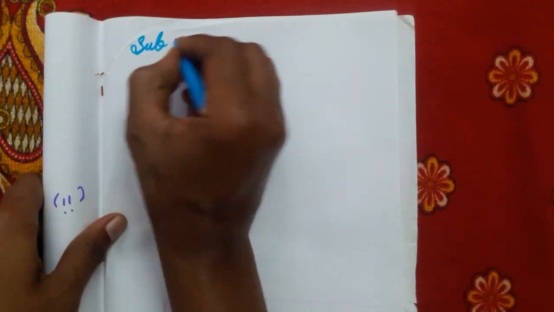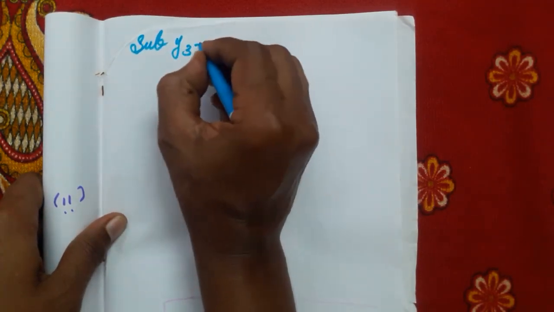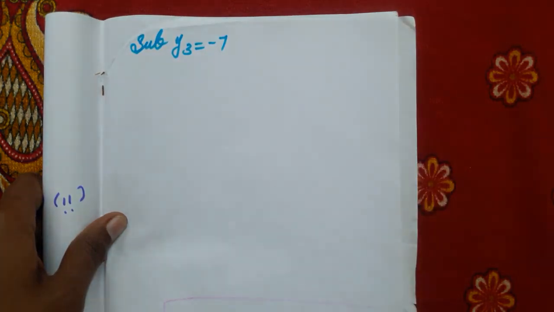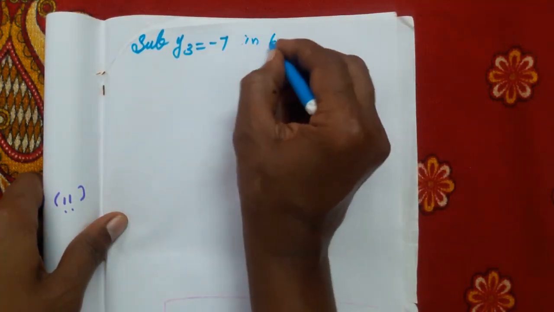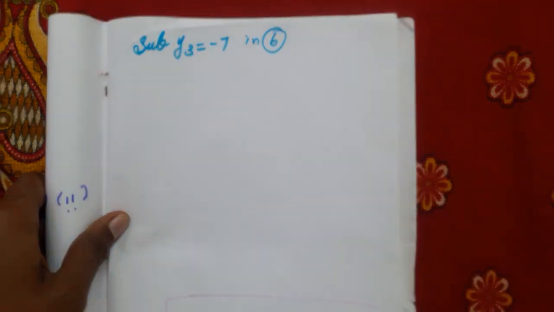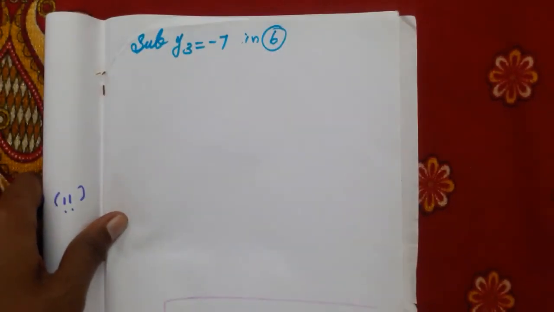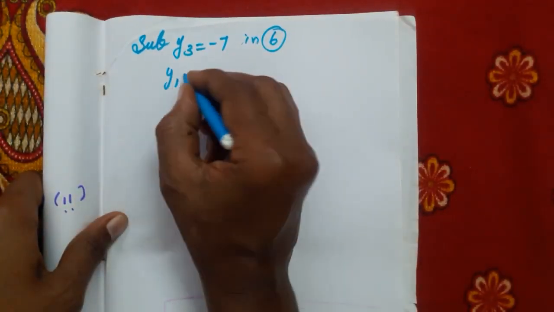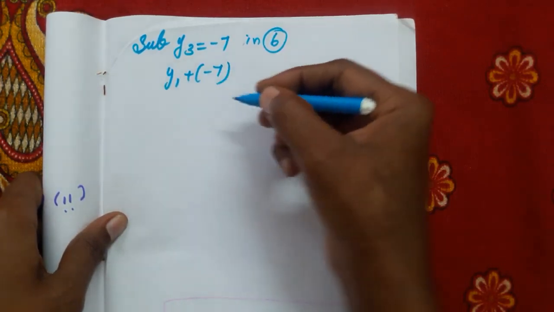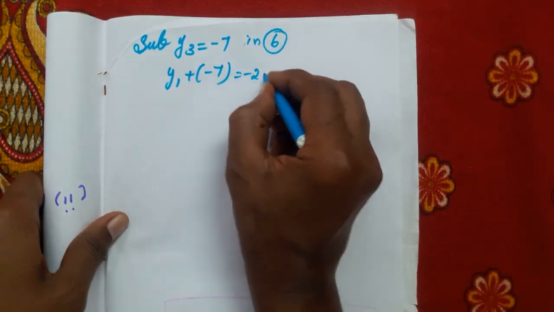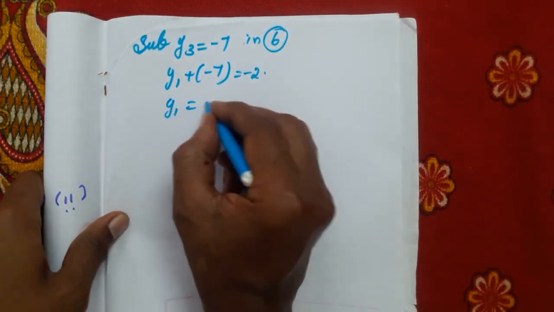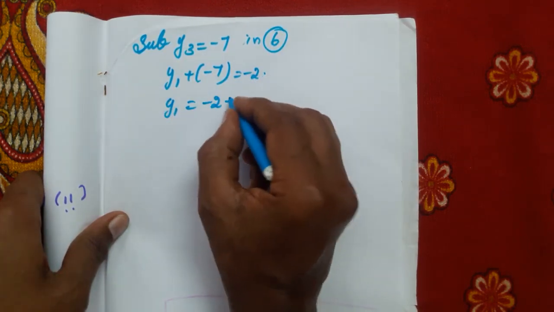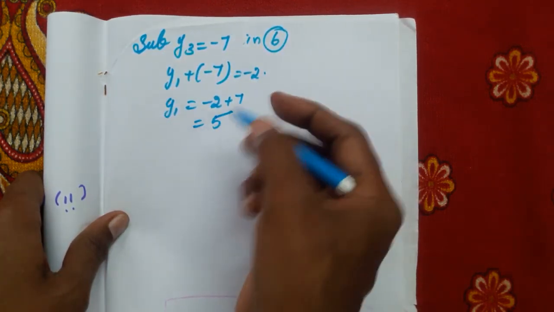Then substitute y3 is equal to minus 7 in equation 6. What is equation 6? Equation 6 is y1 plus y3 is equal to minus 2. So y1 plus, in place of y3, minus 7 is equal to minus 2. So y1 is equal to minus 2 plus 7, which is 5.